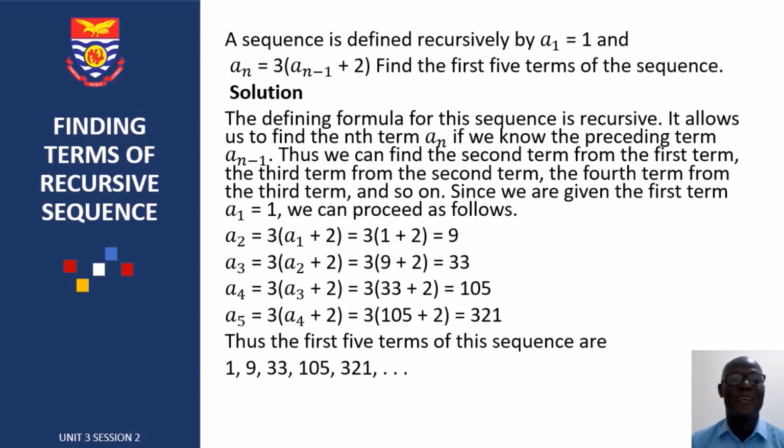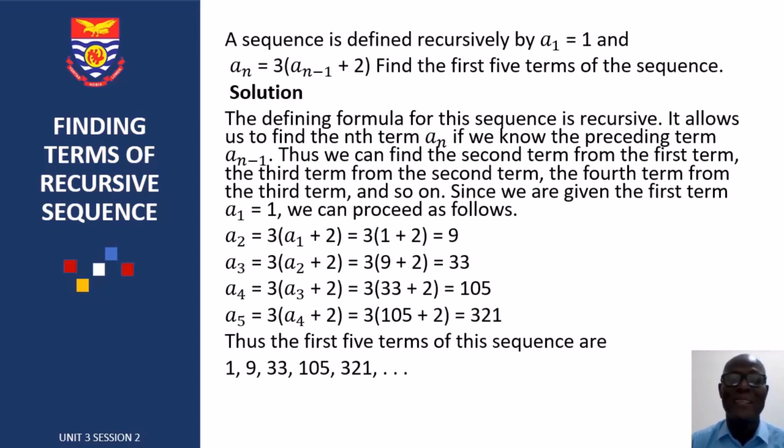Finding terms of a recursive sequence. A sequence is defined recursively by a subscript 1 is equal to 1. That is, the first term is given to be 1. And the relation a subscript n is equal to 3 times (a subscript n minus 1 plus 2). Now we are to find the first 5 terms of the sequence, but already we are given the first term. So we are to find the second, third, fourth, and the fifth terms.